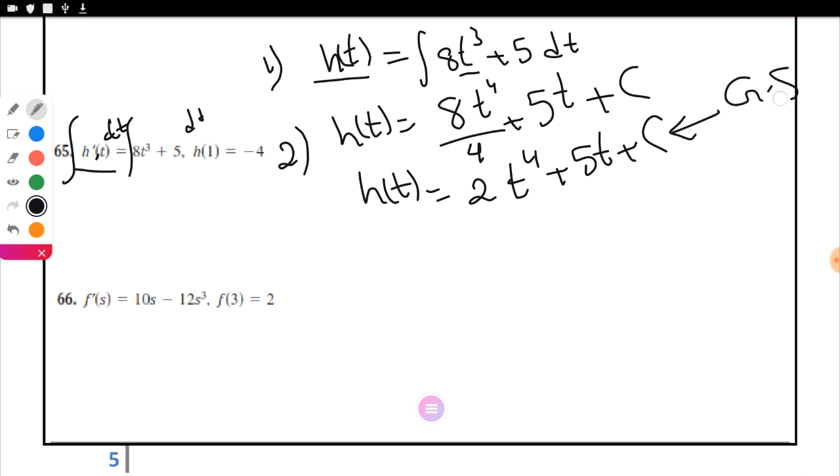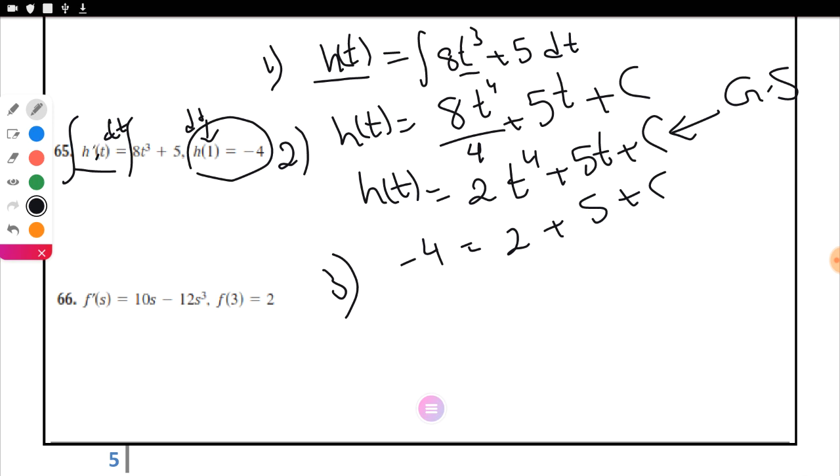General solution, which had the constant of integration. Okay, third step here, how to get the particular solution. Just replace by the given information here, replace t equal 1. In the left side, it will be negative 4. Sorry, x equal 1. It will be 2 plus, replace t by 1, it will be 5 plus c. This one, it will be 7. Go to the other side with opposite sign, negative 11 equal c. That is the value of c. Replace it in the general solution to get the particular solution.